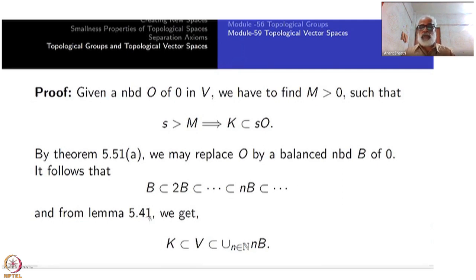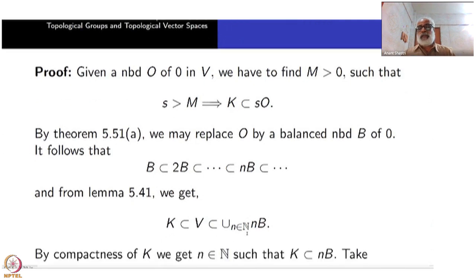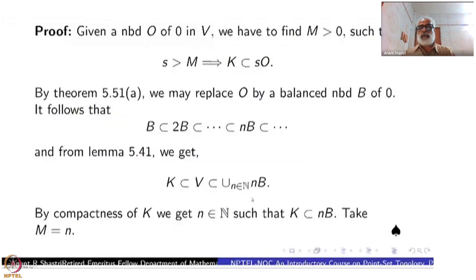That is by 5.24. K is a subset of V anyway, but V is contained as a union of nB. So that is 5.24. But K is compact and these are open subsets. So you will get one of them covering the whole thing because it's an increasing union. Okay, so we get n such that K is contained in nB. Now you take M equal to this n. If S is bigger than that, again using that B is a balanced neighborhood, K will be already inside nB, K will be also inside S times B. Okay, because S is bigger than M here. Right? So this M can be chosen as n.